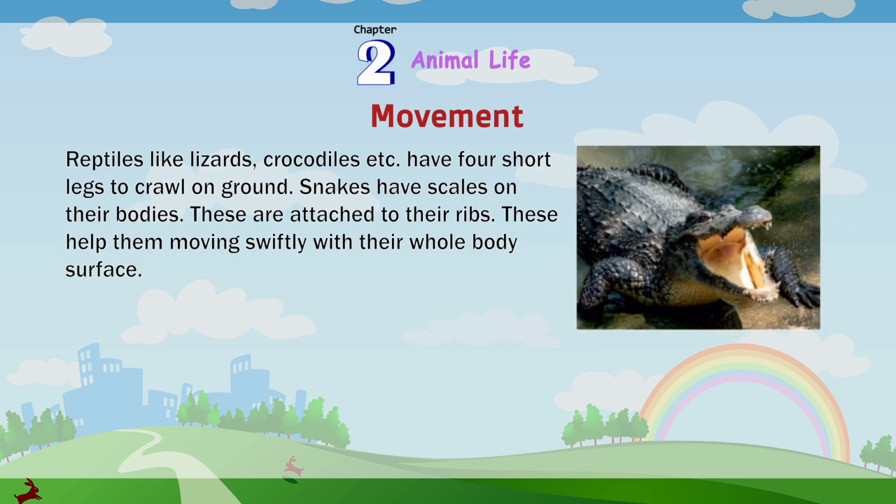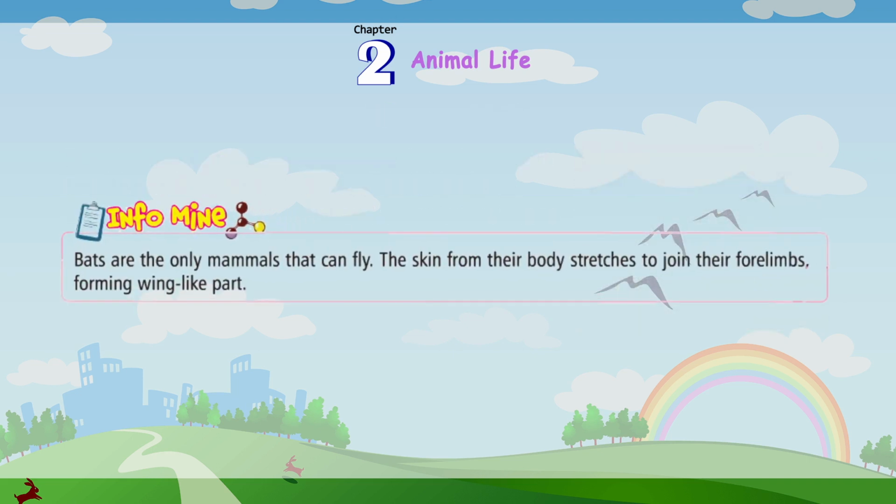Reptiles like lizards, crocodiles, etc., have four short legs to crawl on the ground. Snakes have scales on their bodies. These are attached to their ribs. These help them move swiftly with their whole body surface. Bats are the only animals that can fly. The skin from their body stretches to join their forelimbs, forming wing-like parts.